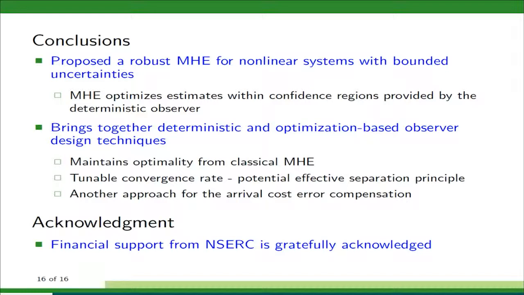As discussed, it maintains the optimality from classical moving horizon estimation. It has tunable convergence rate. I didn't show it here, but this can be proved. So we could have potential effective separation principles in the design of output feedback control systems. The confidence regions provide another approach for the arrival cost error compensation, in addition to the traditional approximation of the arrival cost.